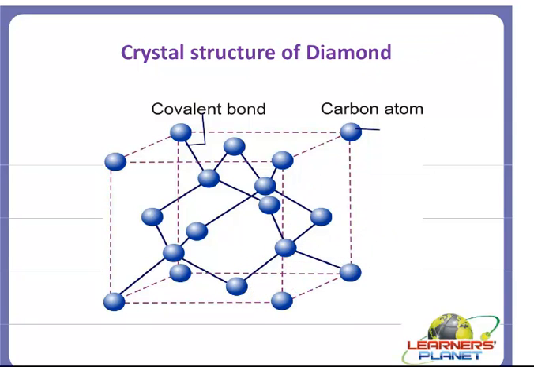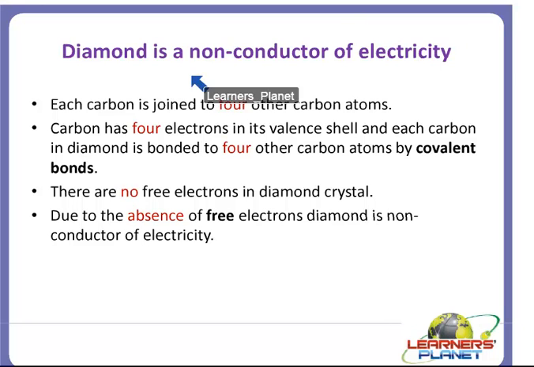Right? Now this diamond, children, it is a non-conductor of electricity. So diamond doesn't conduct electricity. Why? Because each carbon is joined to four other carbon atoms. This I have told you. Now carbon has 4 electrons in its valence shell. So only how many electrons are there? 4. And each carbon in diamond is bonded to four other carbon atoms by covalent bonds.